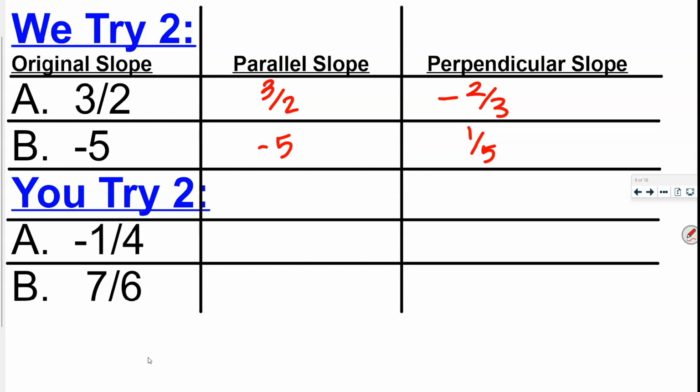All right, so for the U-tries, again, same slope for parallel, right? Change the sign, and this is going to be +4 because it was -1/4. Again, it flips. 4 over 1 is the same as -1/4 if we flip it, right? Okay, this is going to stay 7/6. Now this is going to become -6/7.